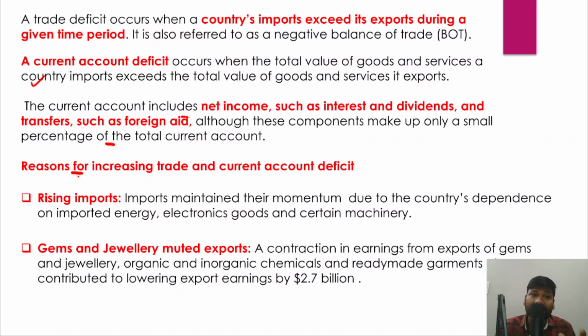So one such reason is that rising imports in India is one reason for the increasing trade deficit as well as current account deficit, because we actually depended a lot on imports rather than exporting things. For example, the Chinese economy is an export based economy, but India's economy is not an export based economy. Rather, we are importing a lot of goods into India. Imports maintained their momentum due to the country's dependence on imported energy, electronic goods, and even certain machinery. For all those things, we have depended on other countries.